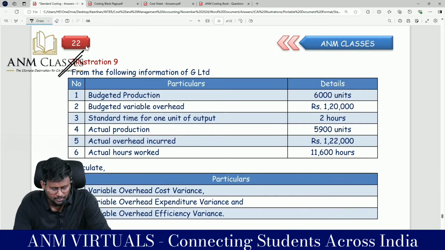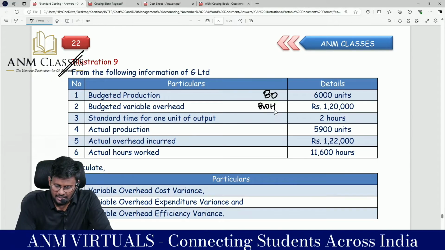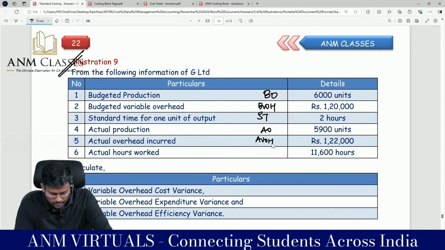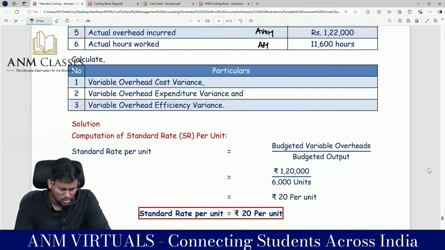Budgeted variable overhead. So this is BO, this is BVOH, right? Standard time per unit, actual output, AVOH, actual hours. I have changed to technical terms. Variable overhead cost variance venum, variable overhead expenditure variance venum, variable overhead efficiency variance venum. Yeah. Always we have to start with the standard rate.